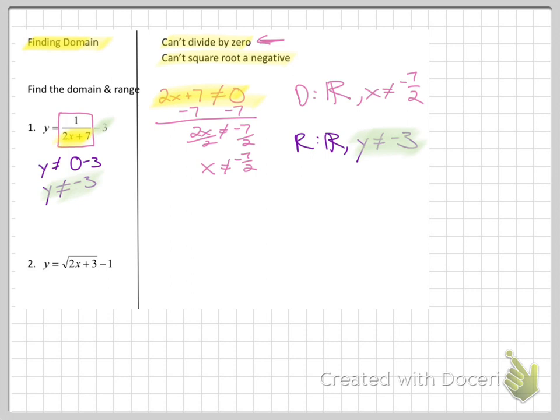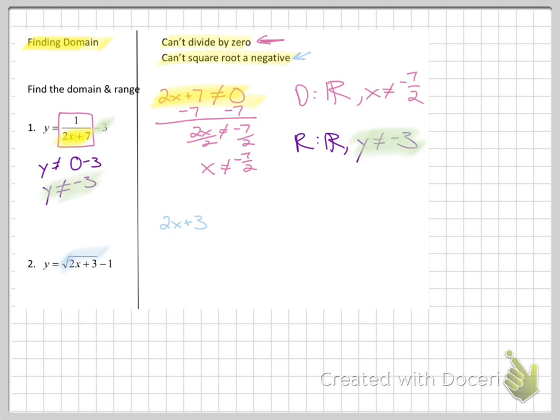Okay, let's look at number 2. Which of my 2 possibilities do I have in number 2? Well, I don't see any fractions, but I do see a square root symbol. So I could potentially be square rooting a negative if I'm not being careful. So if I can't square root a negative, the stuff inside the square root can't be negative.